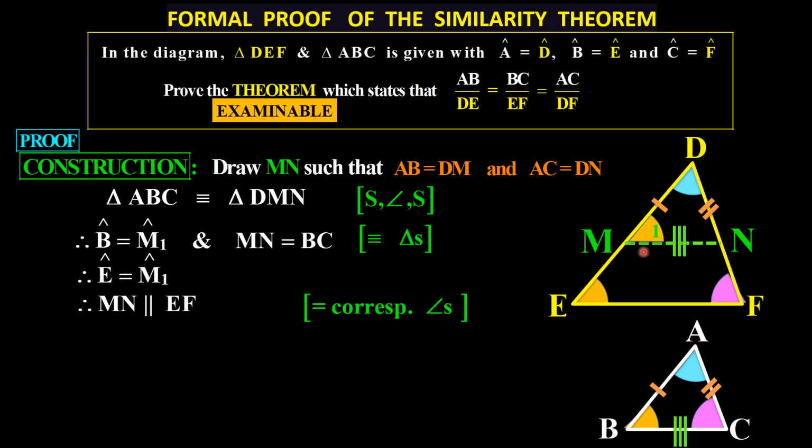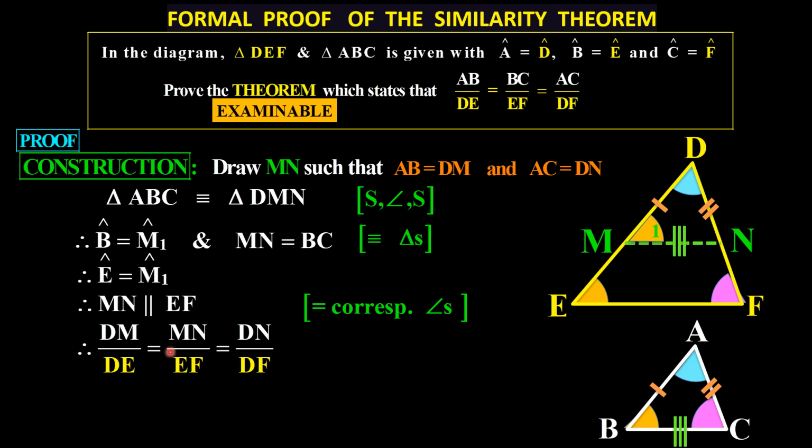Now, what does this remind us? A line parallel to one side of a triangle, that's correct, divides the other sides in proportion. So, that's our proportion theorem. Let's apply the proportion theorem. DM over DE is equal to MN over EF and DN over DF.